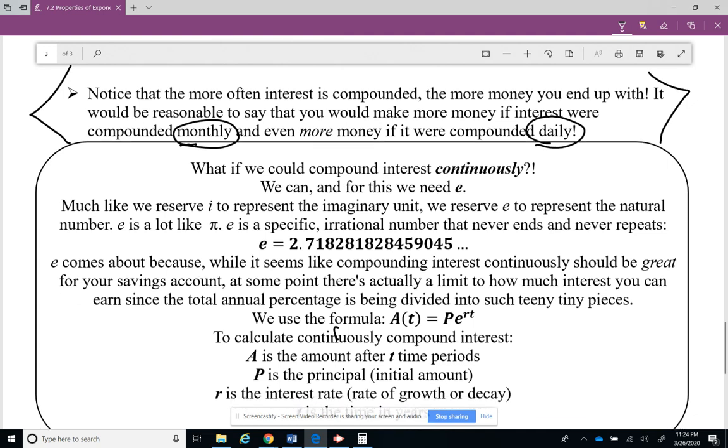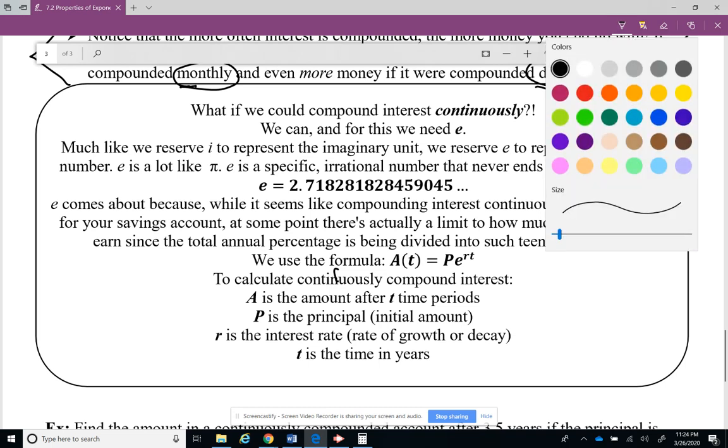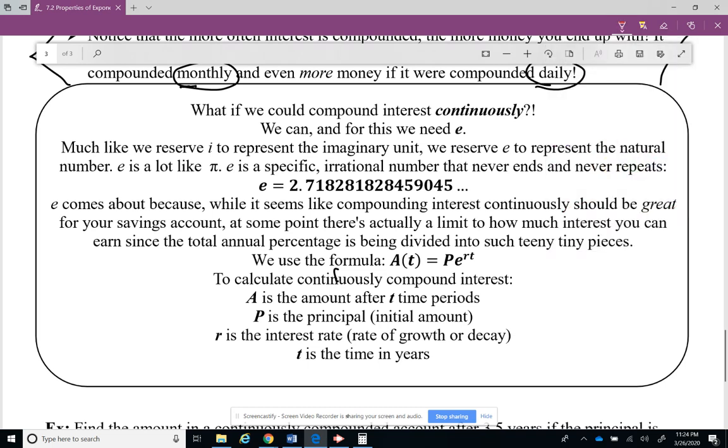All right, so what if we could just compound interest continuously? It's just always being done, and we can. And that's why we have the special variable E. That's when we need the variable E. Now, you know how we have the i for imaginary numbers? Well, we reserve the E to represent the natural number.